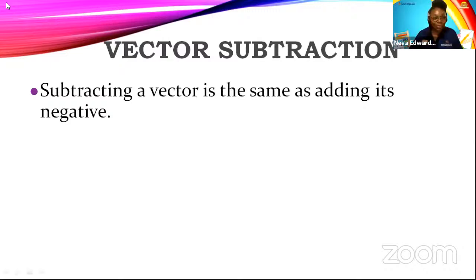All right, welcome. So, students, vector subtraction. Here I have a statement saying subtracting a vector is the same as adding its negative. Now, look at that statement. What do you think we mean here, students? If I say that subtracting a vector is the same as adding its negative, what do I mean?